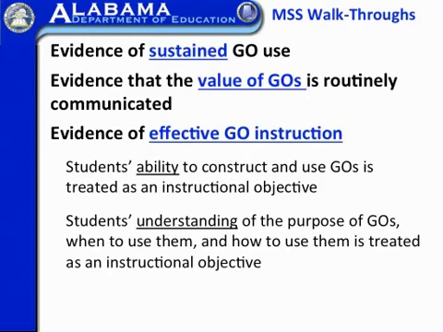So for an example, if you're working with a history teacher, part of the instructional objectives are obviously the history standards, but there are also content literacy standards that the history teachers are expected to be addressing, such as the ability to use graphic organizers and understanding their purpose and when to use them and how to use them and so forth. The implications of that are pretty huge.